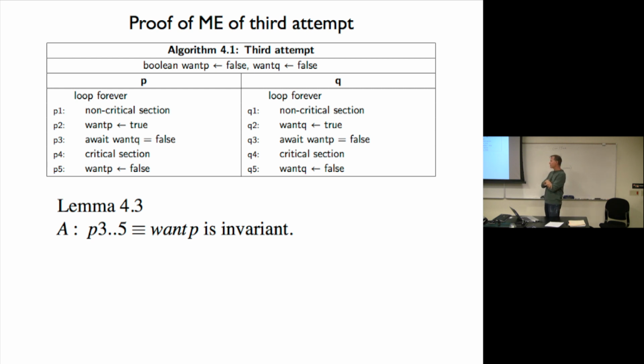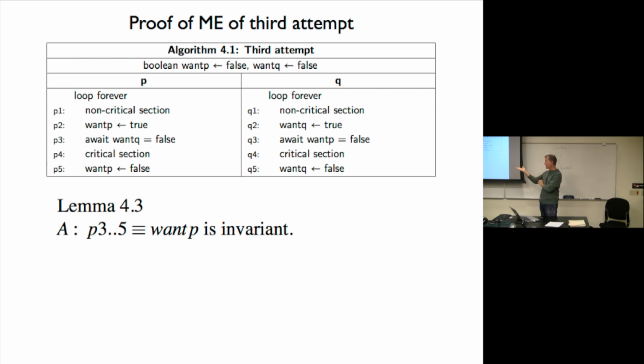Okay, so let's take a look at this Lemma 4.3. It says P3.5 ≡ wantP is invariant. Now let's think about what that means. First of all, what does it mean if you say P ≡ Q? What does it mean to be equal? That is correct. It means either they are both true or they are both false. Is everybody clear on that?